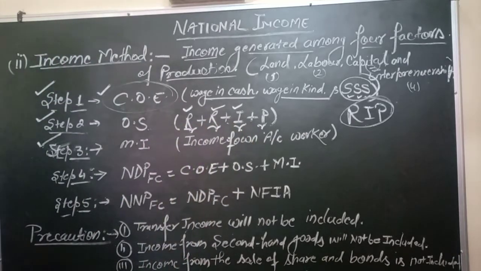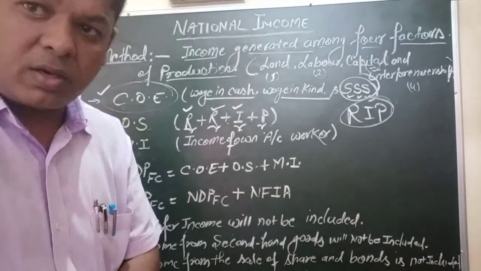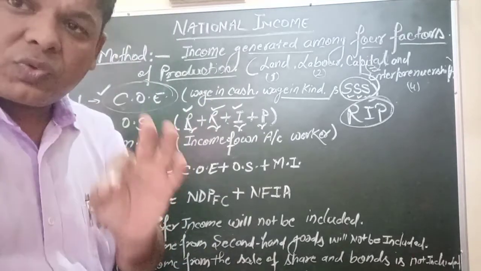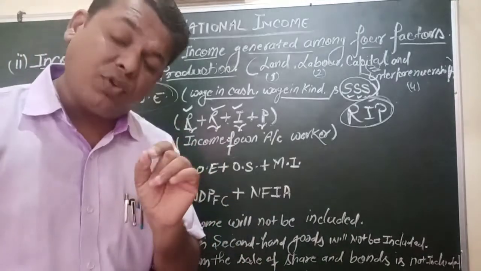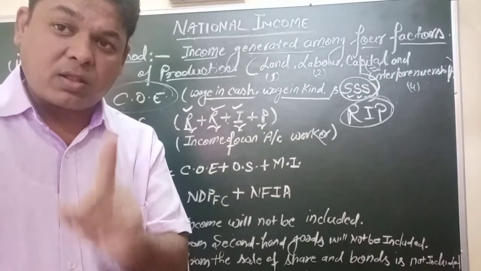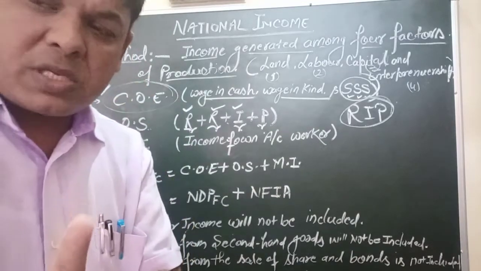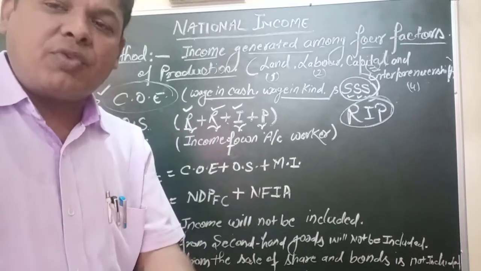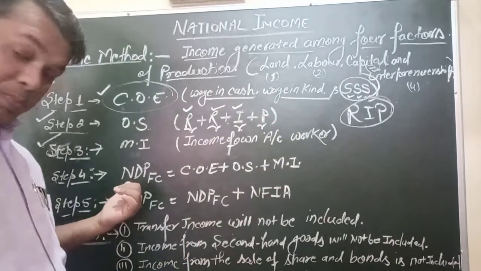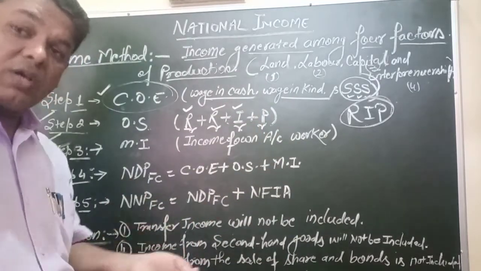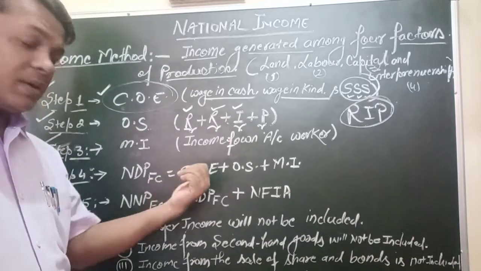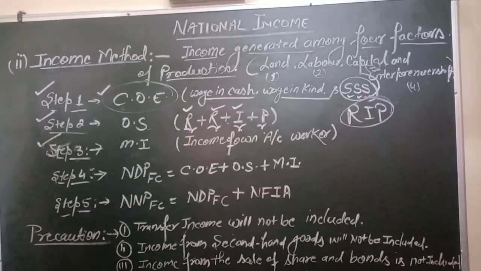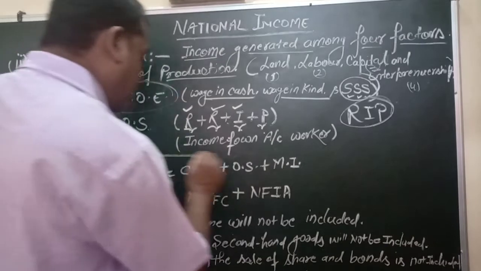Now step 4. Already I told you in the value added method, we find out GVO, gross value of output at market price, then through GVA we find out GDP, and GDP leads to NDP. So that is step 4, where we are going to find out the NDP.